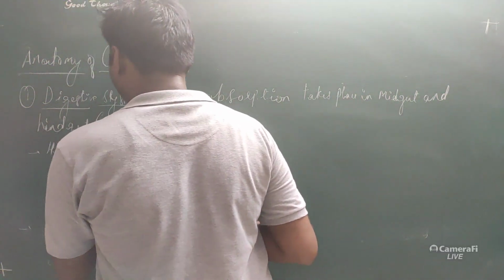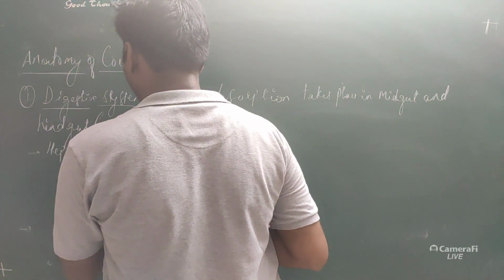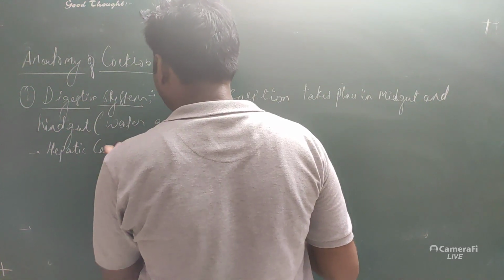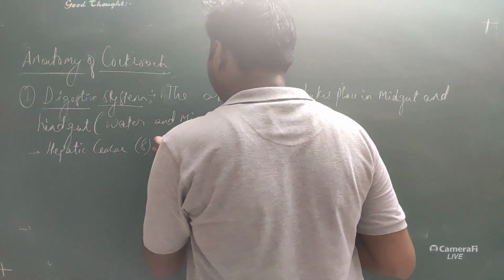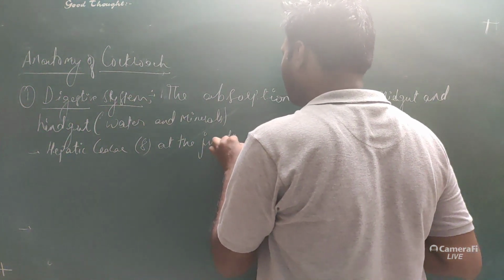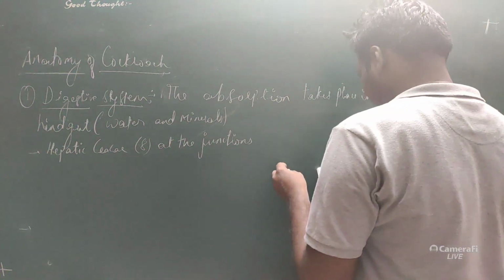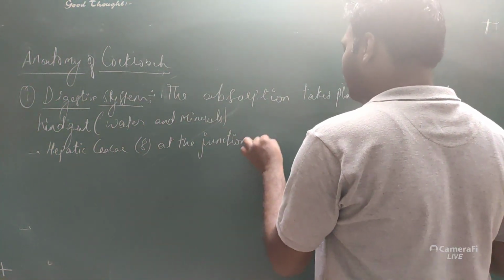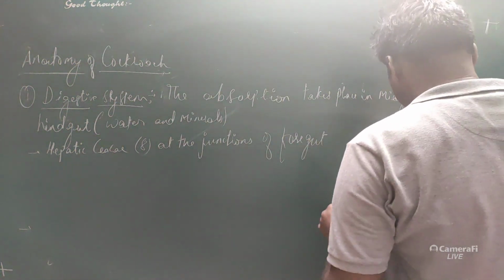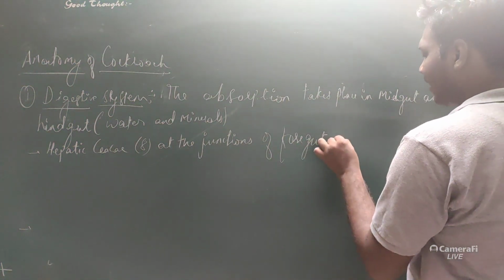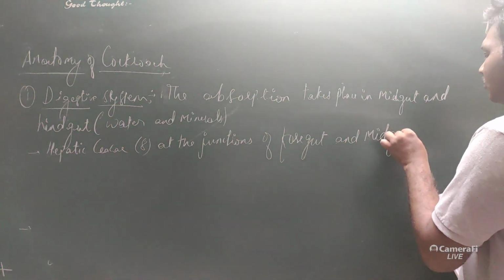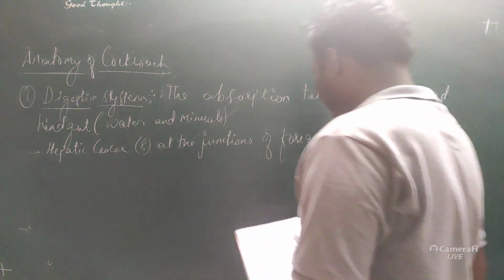Okay, the next, hepatic caeca. That is eight at the junction of foregut and midgut.